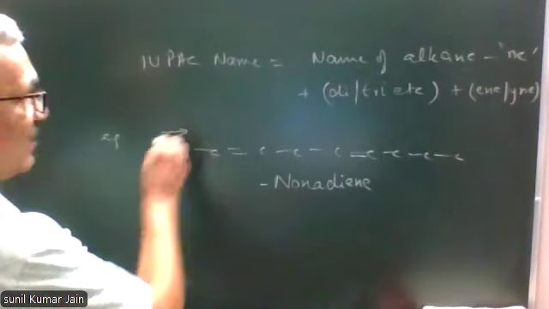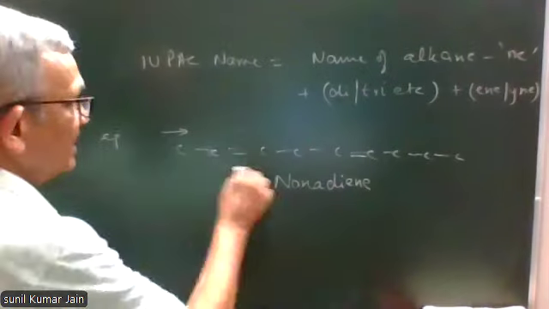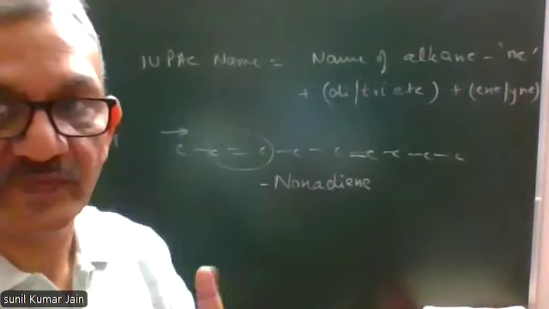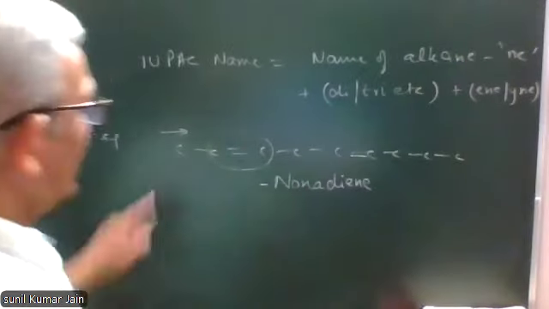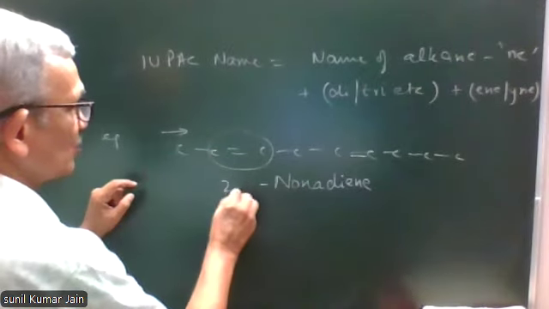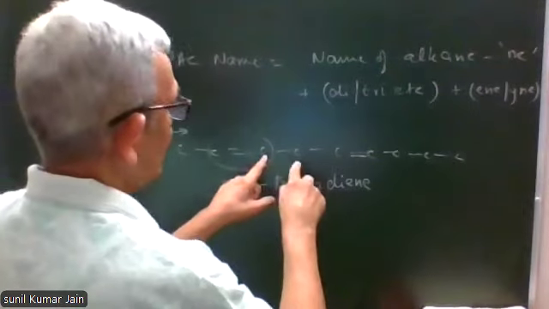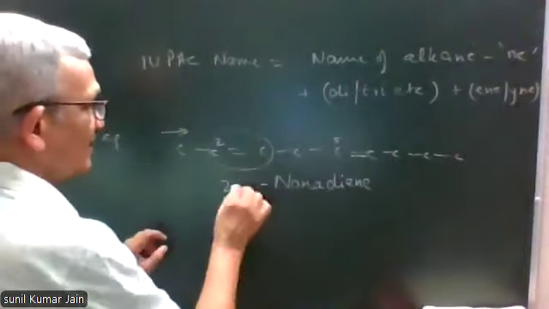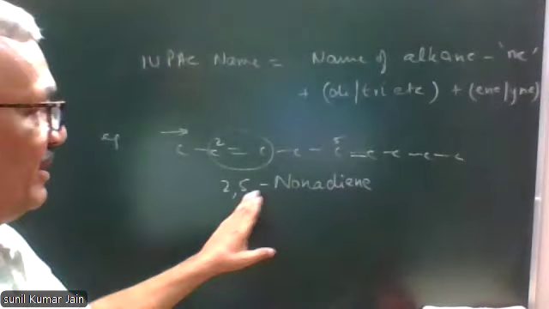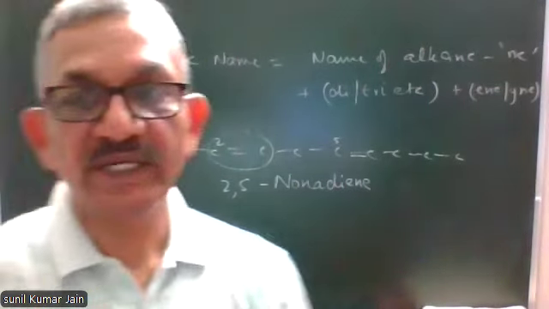Now comes position of these double bonds. See, if we count in this direction, then lower locant for this double bond will be used. So this will be the direction of counting. This double bond is between 2 and 3. This is between 3 and 4, between 5 and 6. So the IUPAC name will be 2,5-nonadiene.